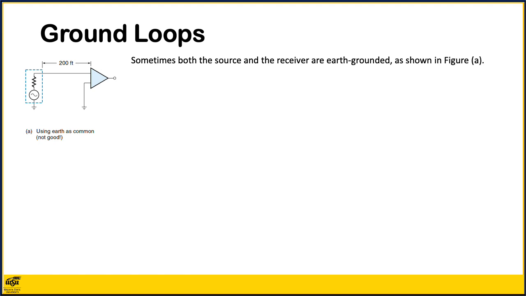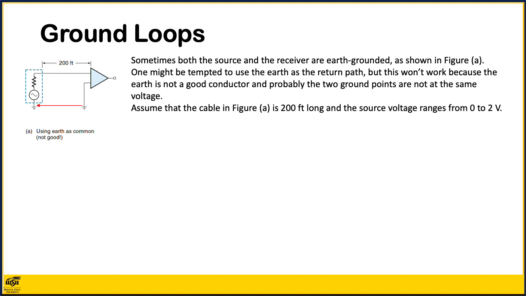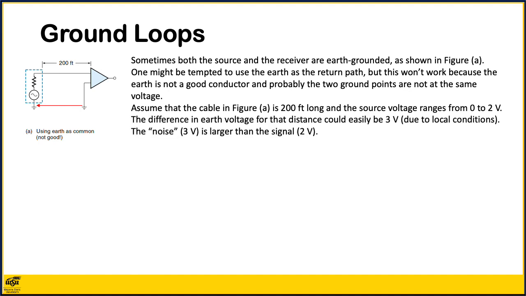Sometimes both the source and the receiver are earth grounded, as shown in Figure A. One might be tempted to use the earth as the return path, but this won't work because the earth is not a good conductor, and probably the two ground points are not at the same voltage. Assume that the cable in A is 200 feet long, and the source voltage ranges from 0 to 2 volts. The difference in earth voltage for that distance could easily be 3 volts due to local conditions. It is a case where the noise of 3 volts is larger than the signal of 2 volts.